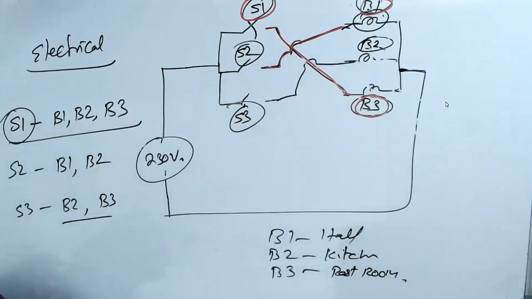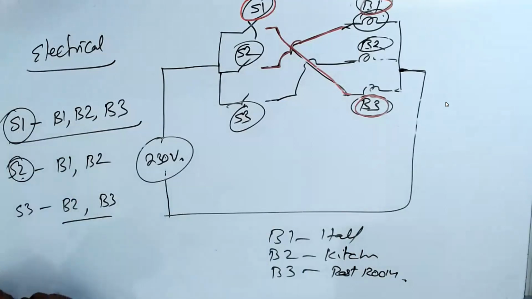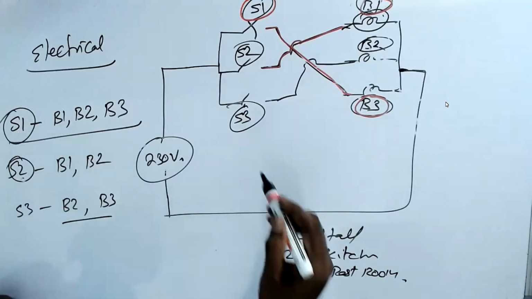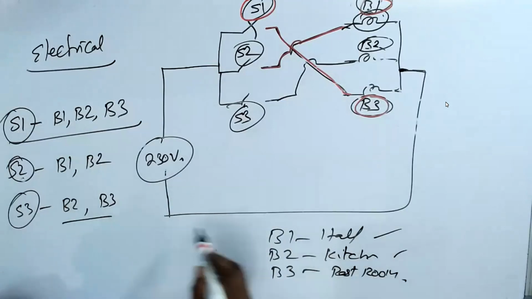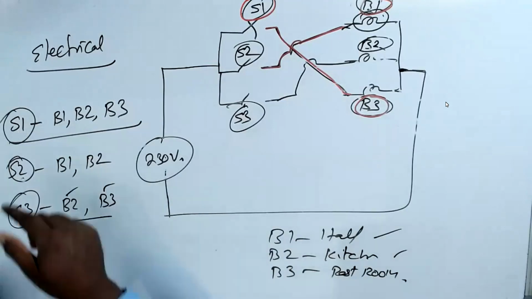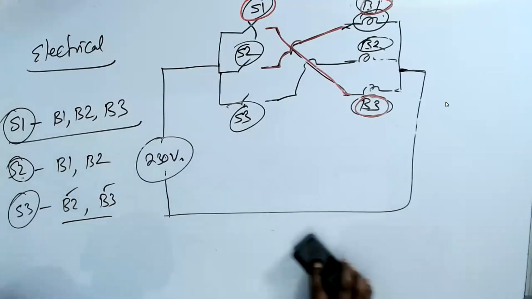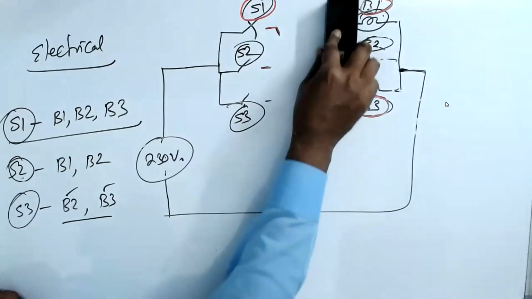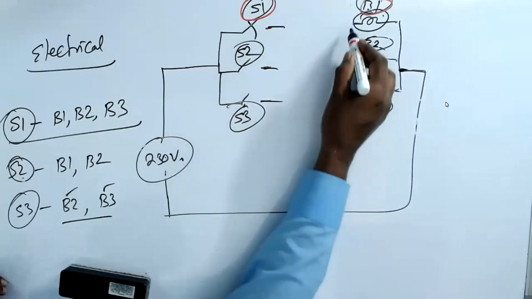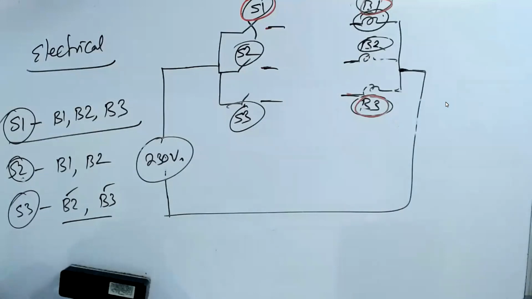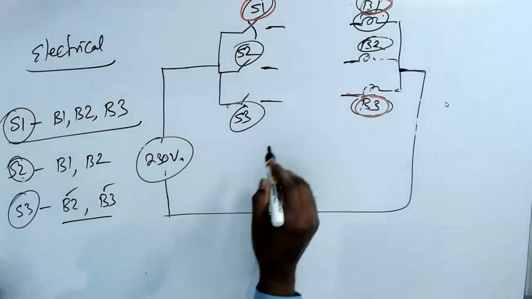Am I right? When you put S2, then hall and kitchen will be on. When you put S3, hall, kitchen and restroom will be on. So I don't know how to put so many switches. I'll put only one switch and control. Then I called the electrician, and he spent some time connecting. Then the electrician said, sorry sir, I don't know how to connect this. This is not possible. Then the engineers are thinking how to do that.